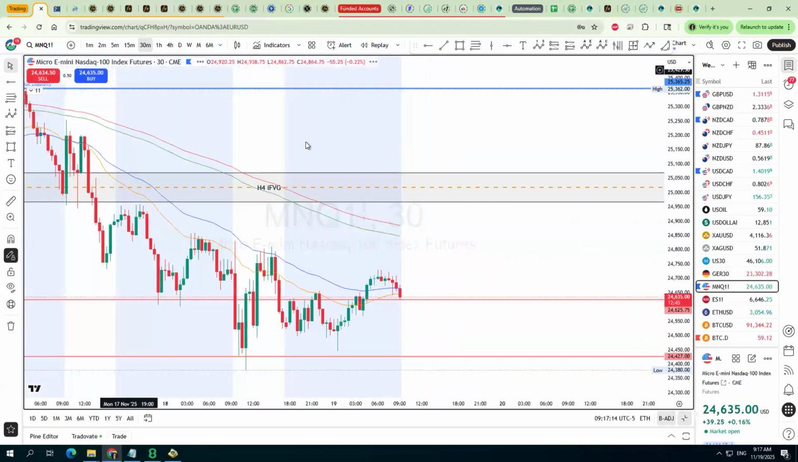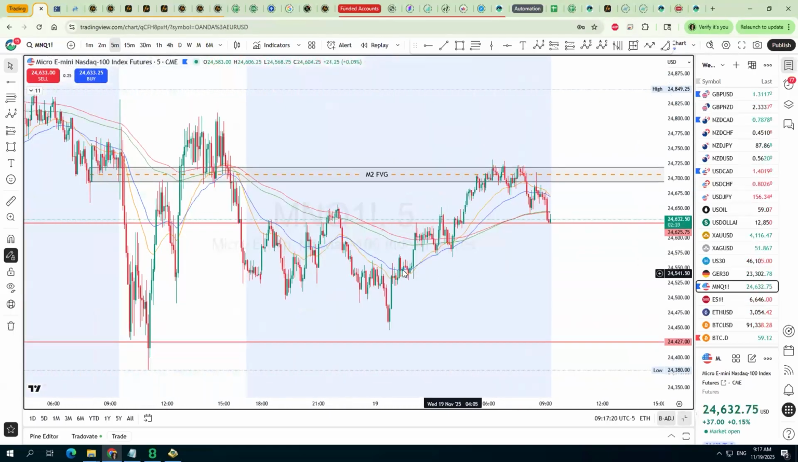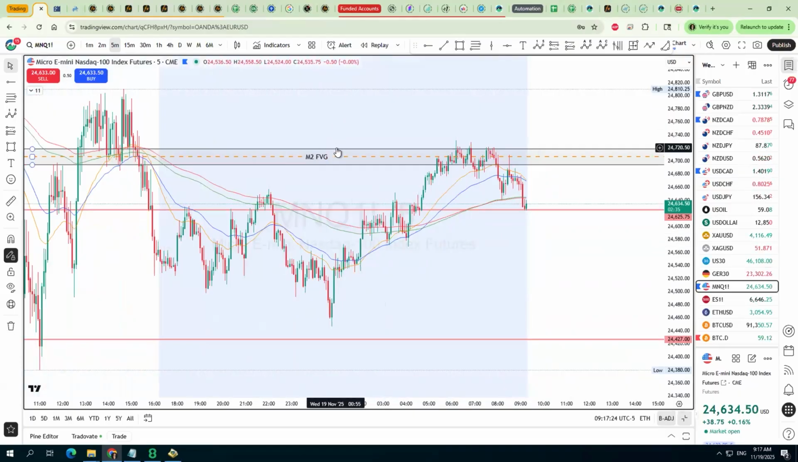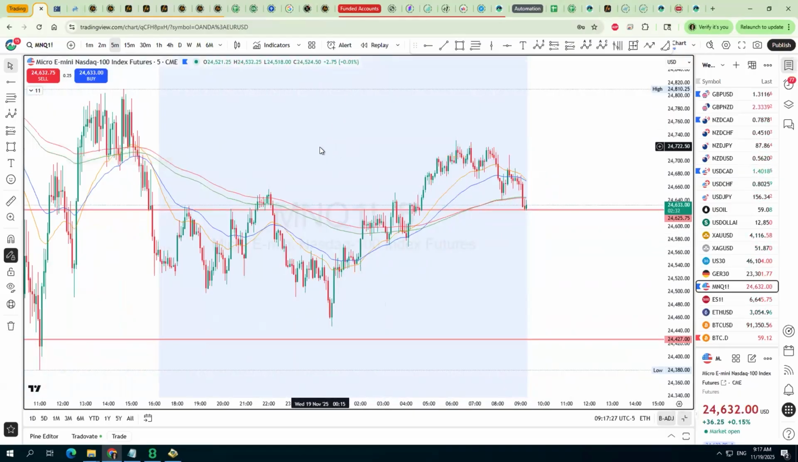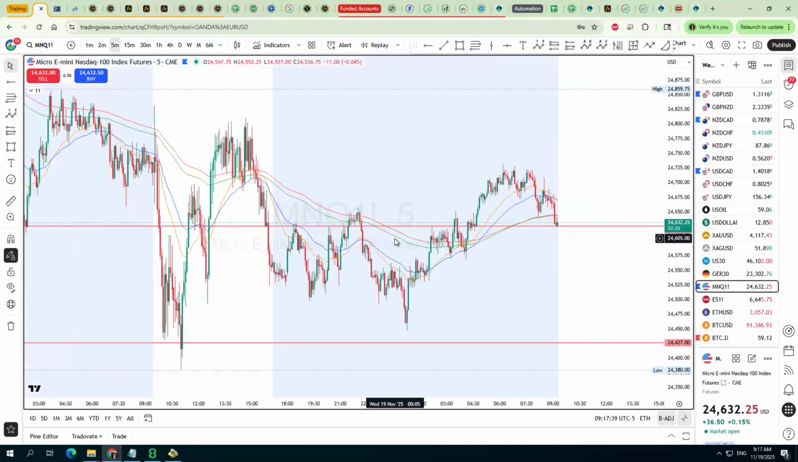Let's go to the 30-minute time frame. Actually, go to the 5-minute. Here's the 5-minute right here. And we're going to mark off, let's take away the 2-minute fair value gap there. Mark off our highs and lows here of the range. This is the range high and low.